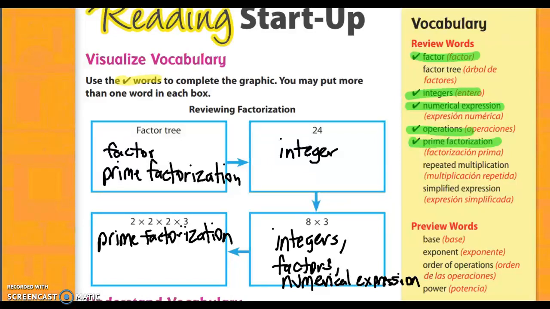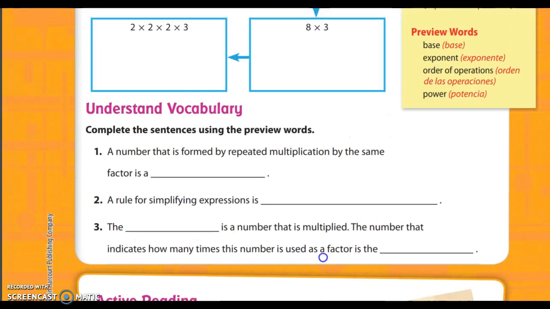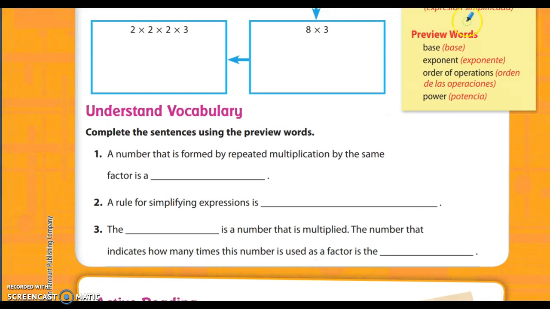Now, if you're like, well, what's the difference between these two? This one right here is not prime factorization because 8's not a prime number. This is prime factorization because 2, 2, 2, and 3 are all prime numbers. So we're going to call that good enough, and we're going to move on to the bottom of the page. And we're going to introduce some new stuff. This is called the preview words. Your options for preview words are base, exponent, order of operations, and power.